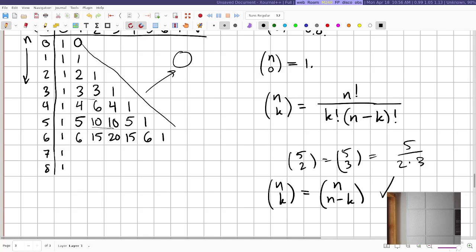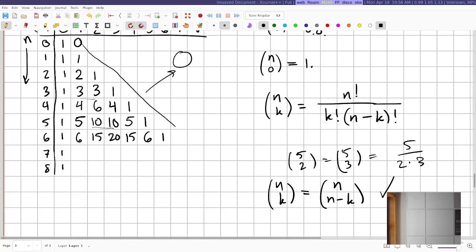What does that mean about this picture? Like we saw, here's 5 choose 2 and 5 choose 3. Here's 5 choose 1 and 5 choose 4. Here's 5 choose 0 and 5 choose 5. And this is saying these are the same, these are the same, these are the same. So this is actually telling us that each row is going to be a palindrome. It's the same forwards and backwards.